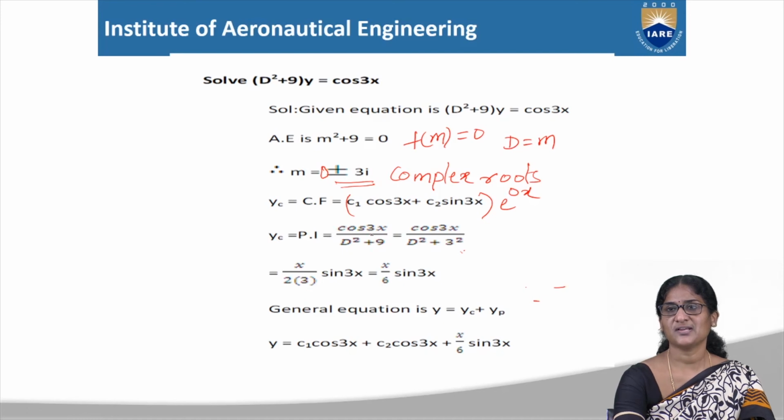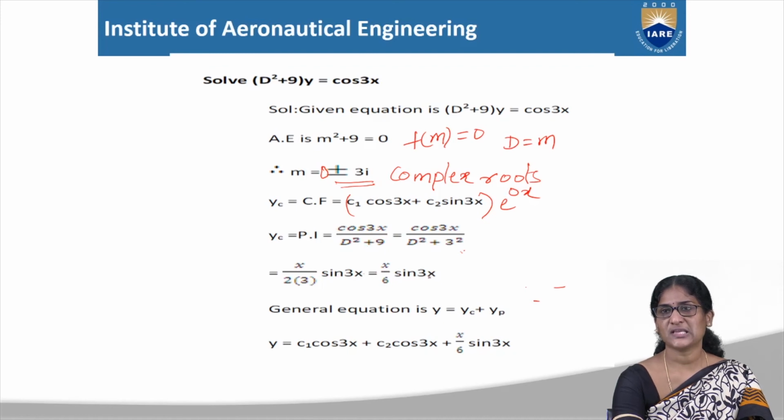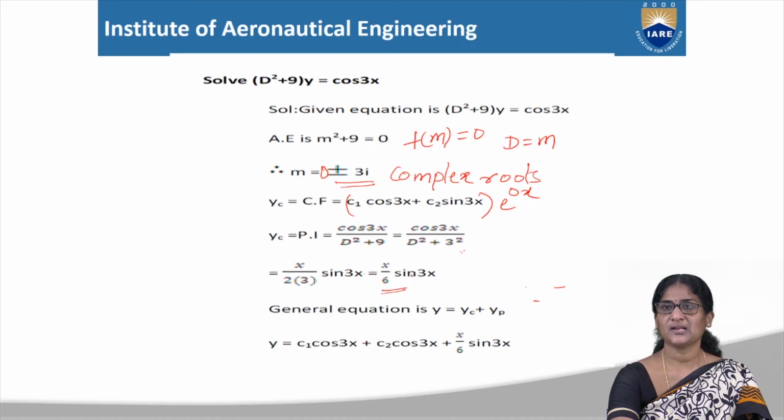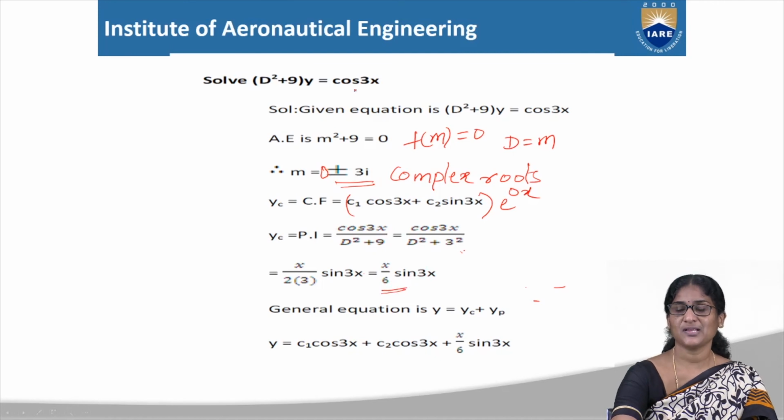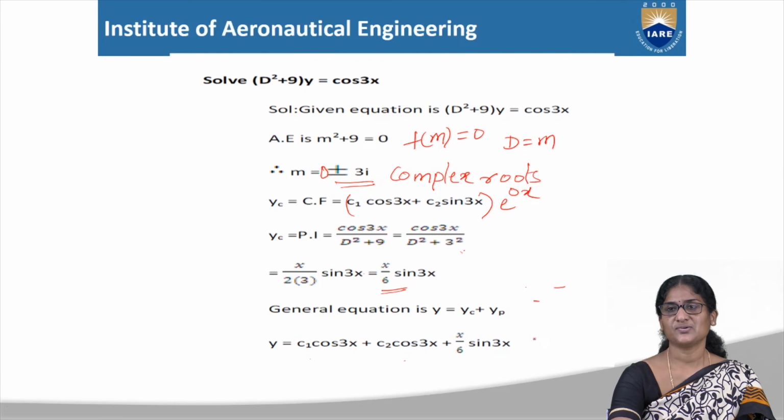A is nothing but 3 here, so x by 2 into a into sin 3x. This is the formula. So x sin 3x by 6 is the particular integral for the question that we have taken, that is cos 3x. Again you add it with the complementary function to get the general solution.